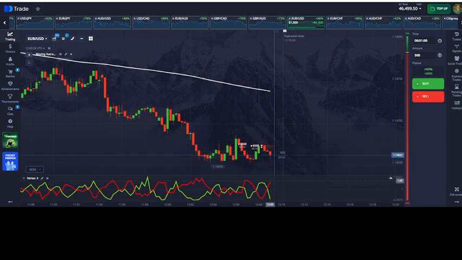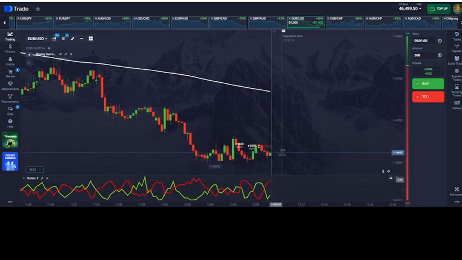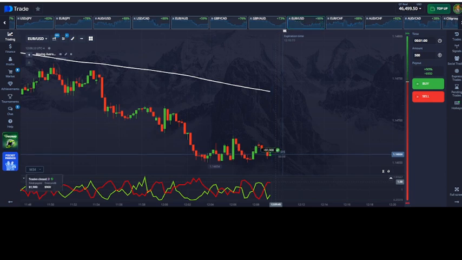The vortex, the minus VI line just crossed the plus VI line here in an upward direction, which tells us the general strength of the bearish trend is still strong. Okay, great. So we won that trade. All right, so I'm going to end the trading session here. We've managed to grow our account significantly here.